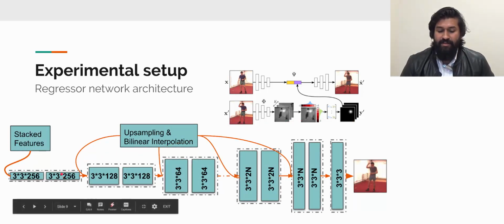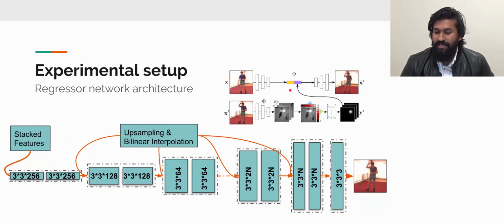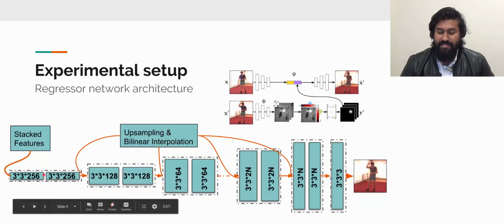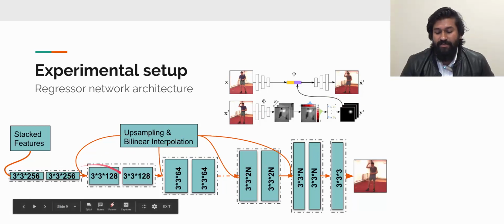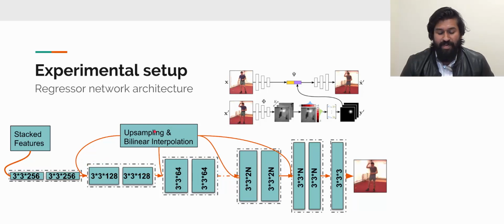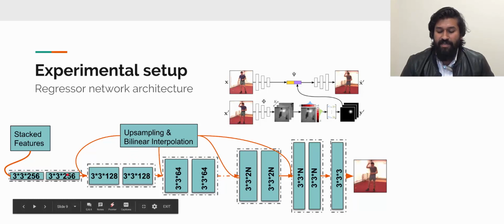Basically, they are getting the stacked feature. That means the features extracted from the source image and the Gaussian heat maps stacked together, and then passed to a regressor network. And here at each block, it's upsampling by 2, and also the number of channels has been decreased by 2.